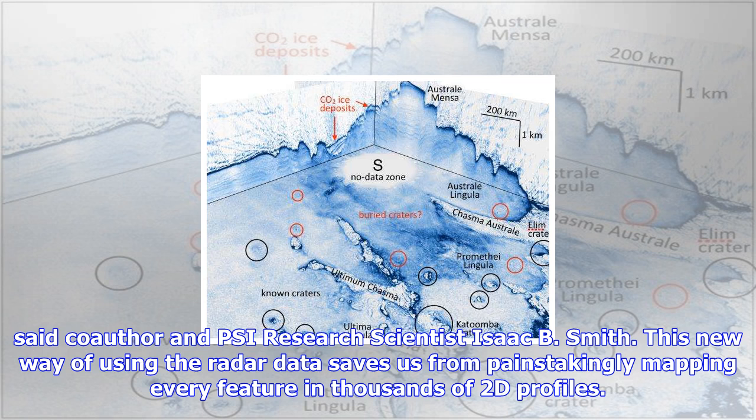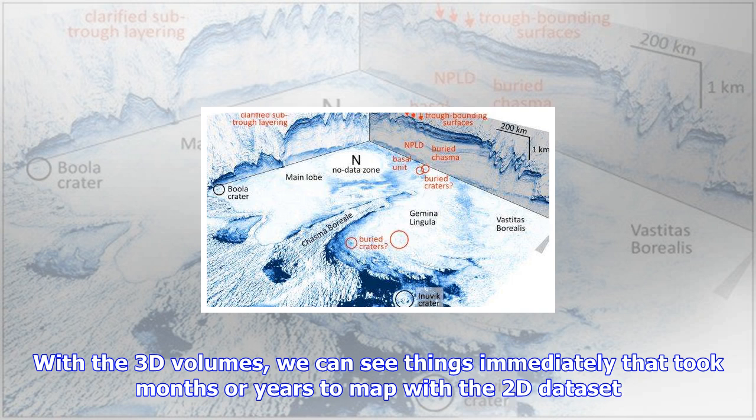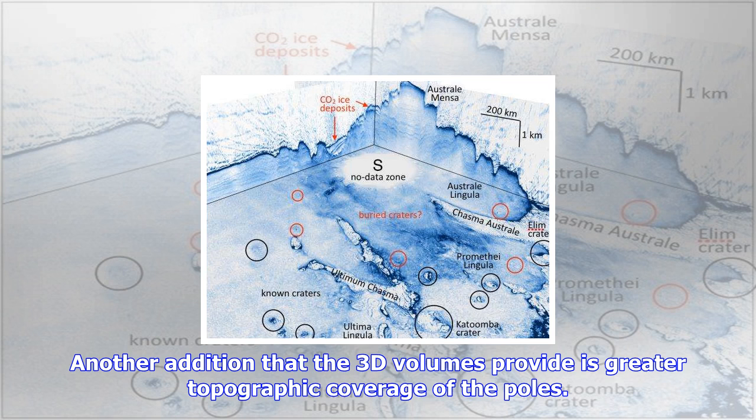More information: Nathaniel E. Putzig et al., Three-dimensional radar imaging of structures and craters in the Martian polar caps, Icarus (2017). DOI: 10.1016/j.icarus.2017.09.023. Journal reference: Icarus. Provided by Planetary Science Institute.